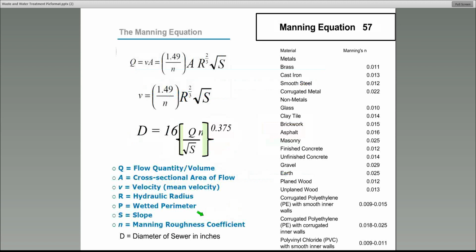Okay, the Manning equation is used for gravity flow rather than Hazen-Williams, and that's simply Q equal VA, but we have to deal with the slope and the hydraulic radius. Here's the slope, hydraulic radius, and N is the Manning's coefficient, and depending on material used, here's all the coefficients. To find Q, you'd use this formula. To find velocity, use this. Here's a shortcut for the diameter. Use this formula, and that'll give you the diameter of the pipe you need.